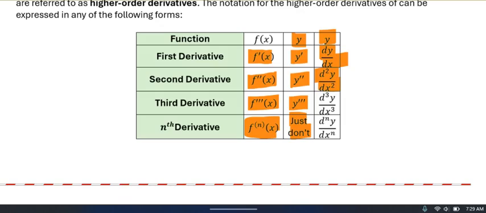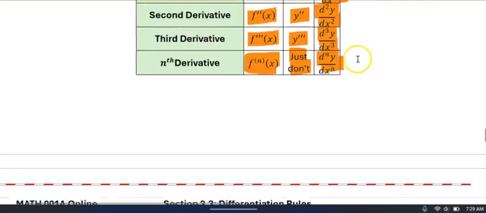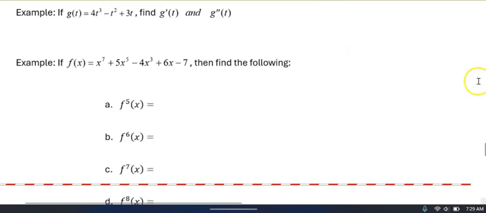We can talk more in class about why you put the square on the d and on the x rather than at the end of the y. d cubed y over dx cubed, d^n y over dx^n for any higher order derivative. All right, great. So let's take a look at how to find those using those shortcuts that we've been given.